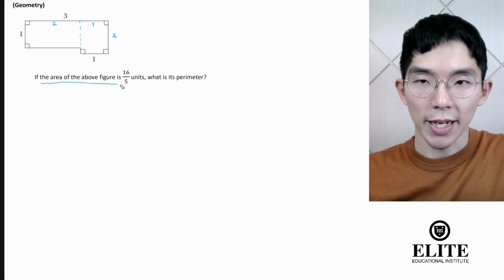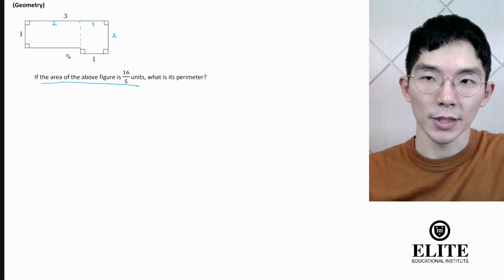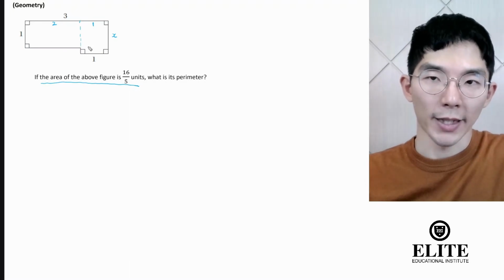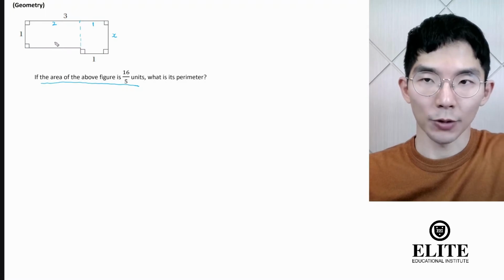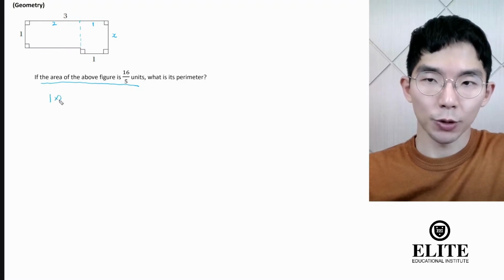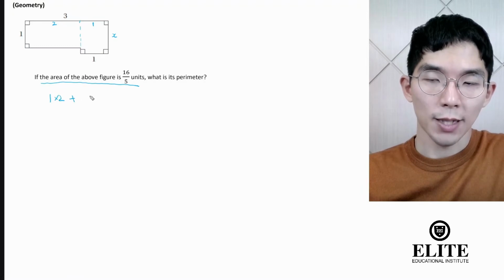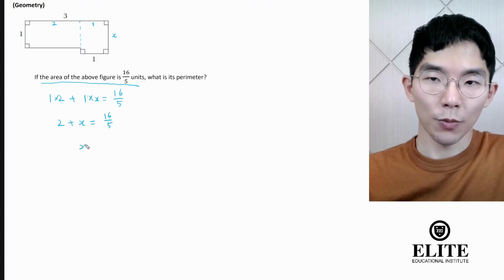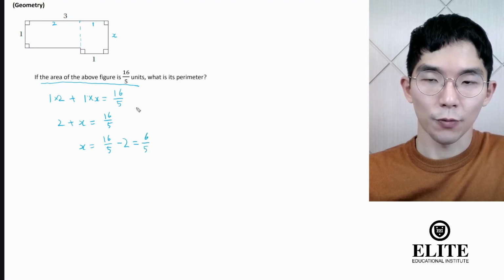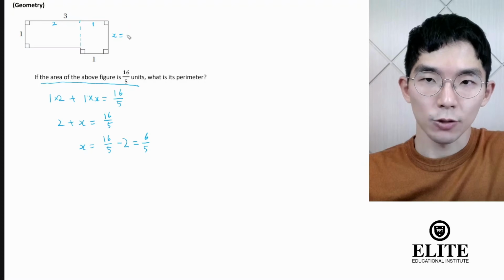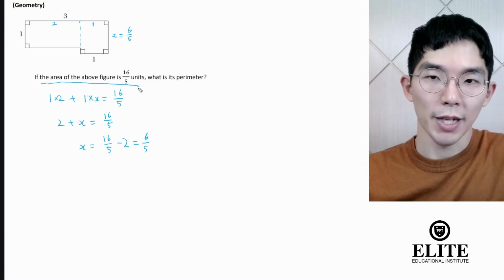Now, they say that the area of the above figure is 16/5 units. That means the areas of these two rectangles must add up to 16/5. So the area of the first rectangle is 1 times 2, which is 2, plus 1 times x, which is x, and together they have to be 16/5 units, which means 2 plus x has to be equal to 16/5, which in turn means x is equal to 16/5 minus 2. Hence, x is equal to 6/5.